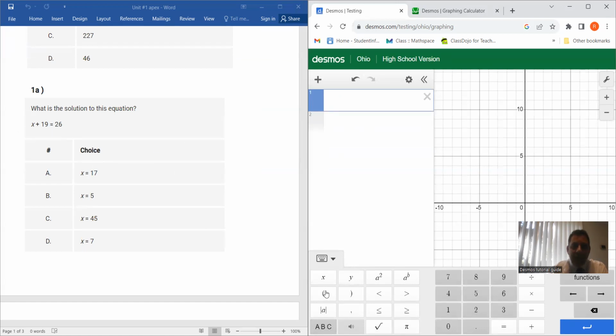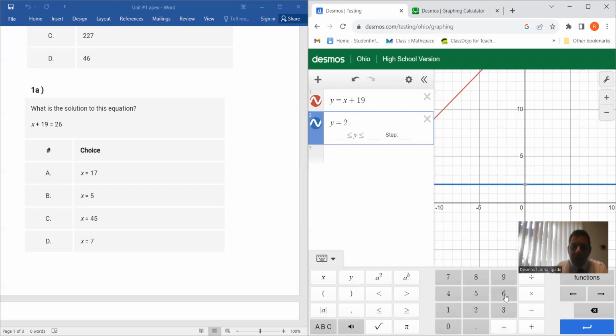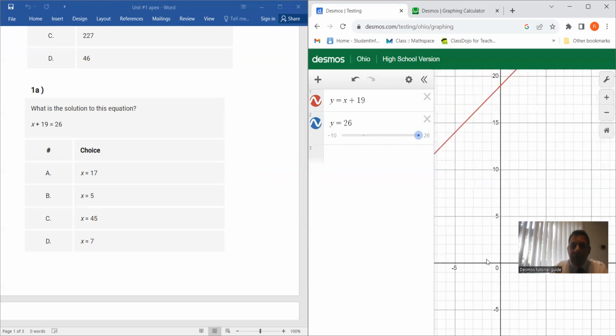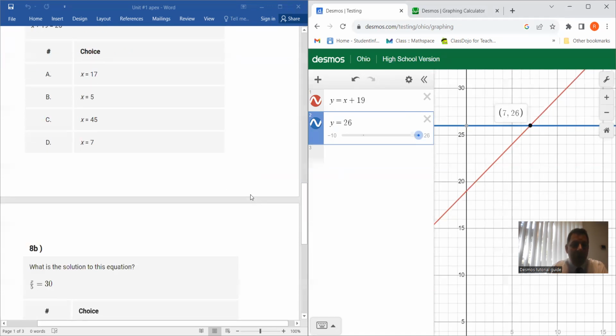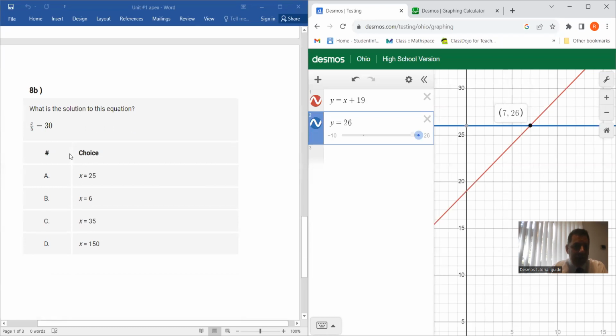If you take the left side of the equation and say y equals x plus 19, and then you do a second tab on Desmos with the right side of the equation, y equals 26, and you just find where those two things intersect, you realize that they intersect when x is 7. Another way to get around it, even on the state version, and get your correct answer, or verify rather, that you've got the right answer.